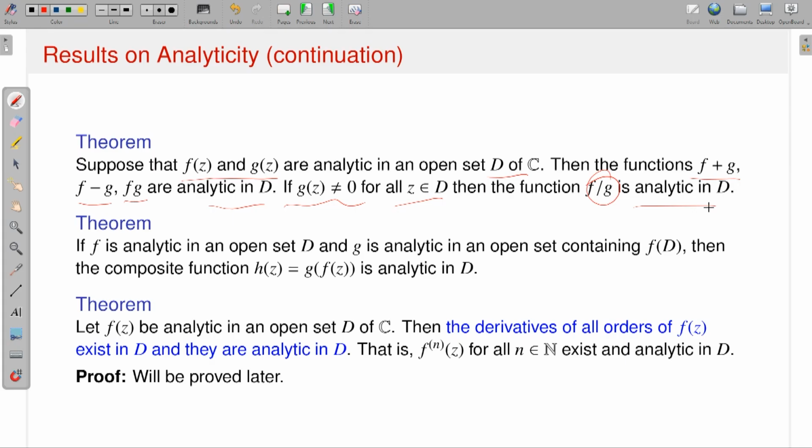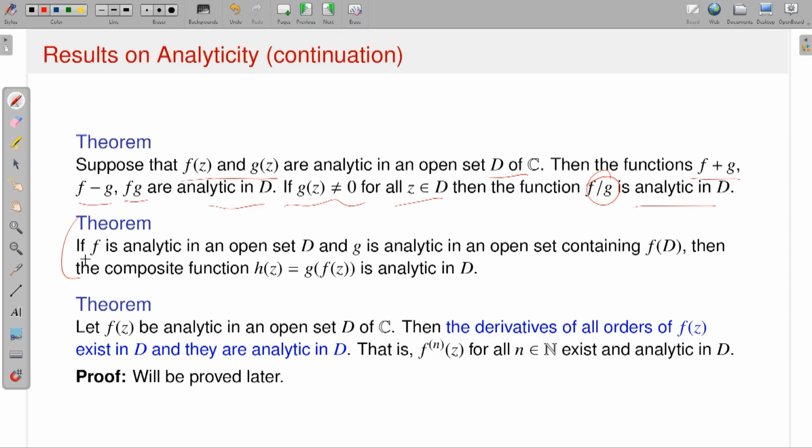Again, I am not proving it. Now, if I have two analytic functions, what can I say about compositions, like the chain rule? For differentiability, you know, if I have functions f and g, and suppose f composition g makes sense, and both functions are differentiable, then f composition g is also differentiable. Similarly, you can ask the same kind of question: if I have two analytic functions and the composition makes sense, is the composition analytic? The answer is yes.